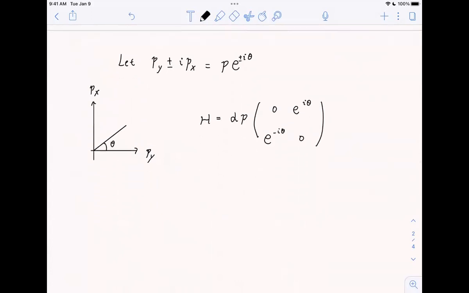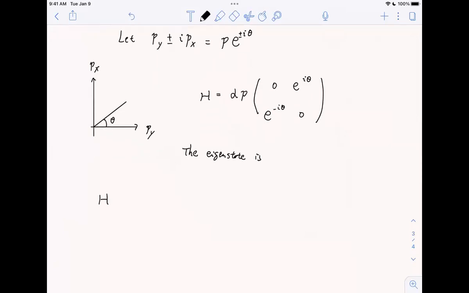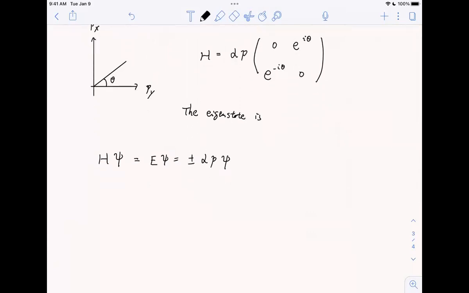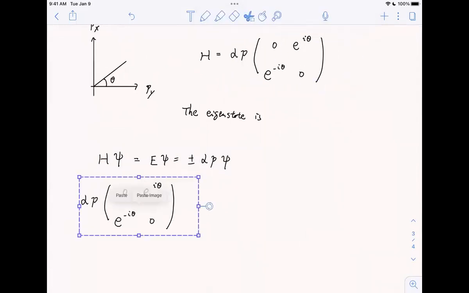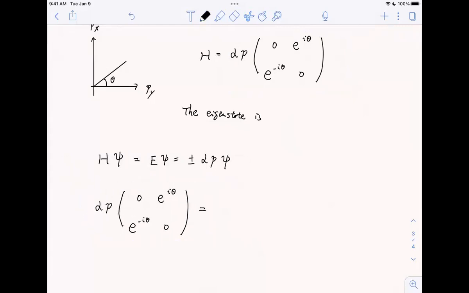Okay, so let's calculate the eigenstate. Let's say you have an eigenstate, with E equal to plus and minus alpha P. Then we just solve it.